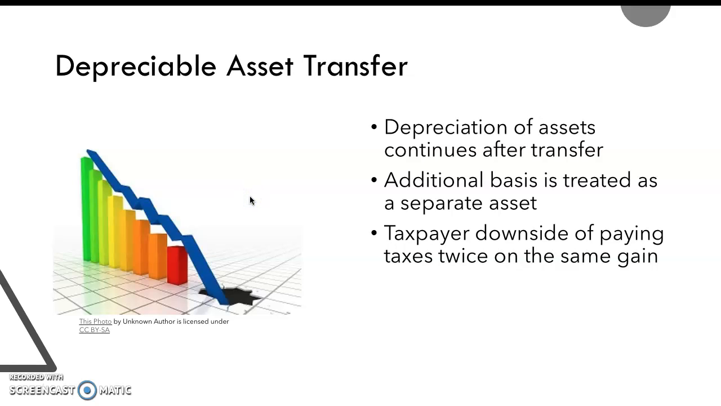So assuming there's a carryover basis, there's carryover depreciation of the transferred asset. The corporation continues depreciation where the shareholder left off. If there's appreciation and thus there's additional basis, then it's actually treated as a separate asset, and the government will doubly tax the asset. And this is a graphical representation of what happens to the taxpayer in that event.